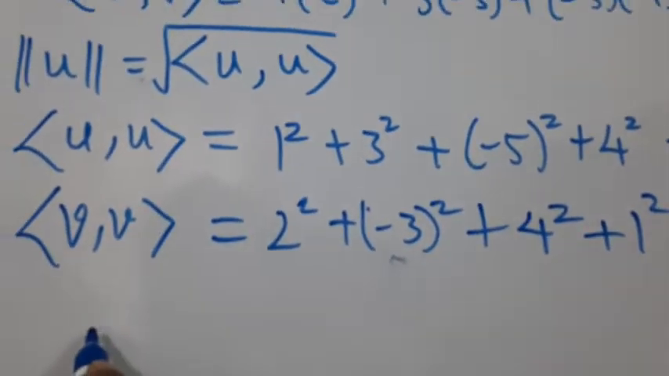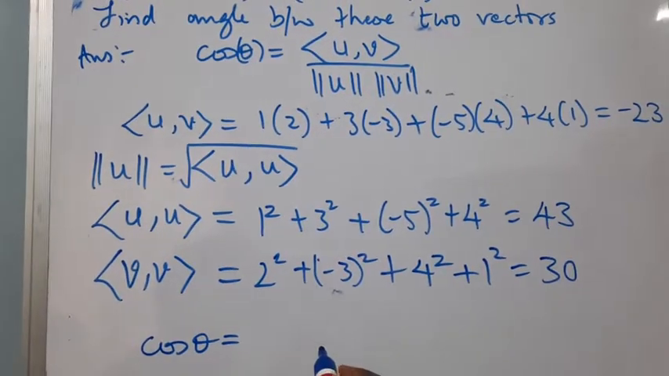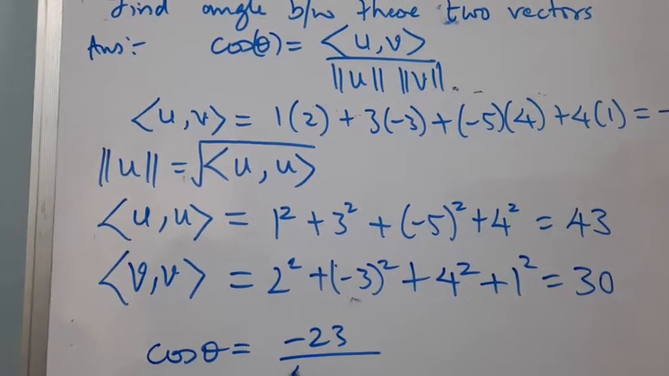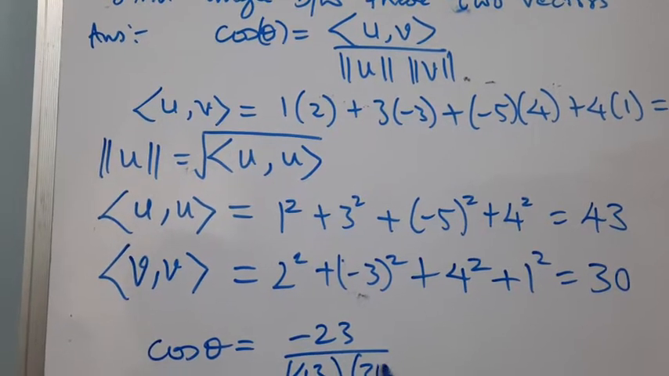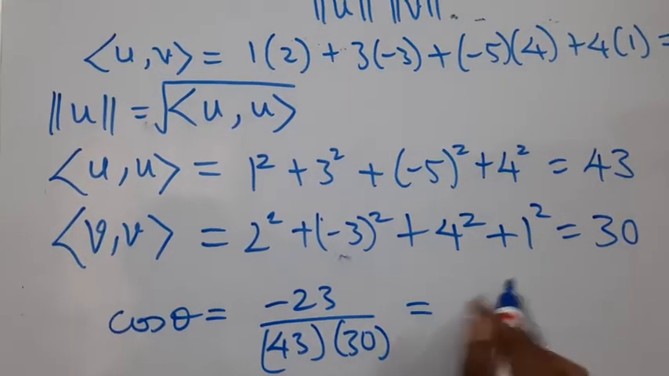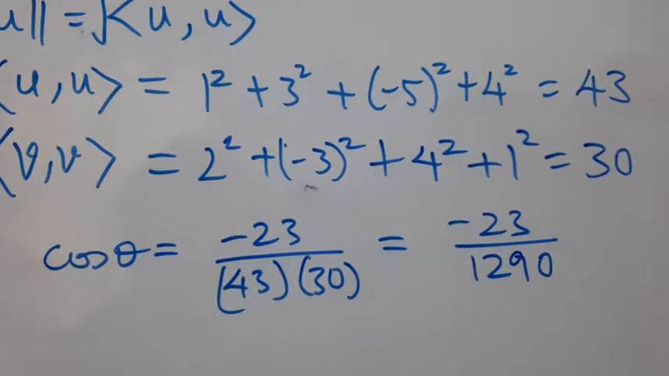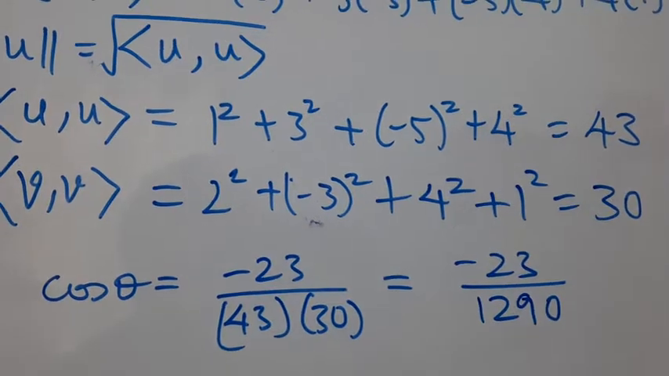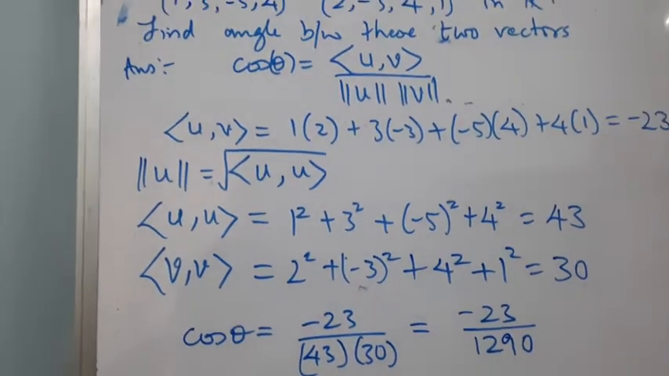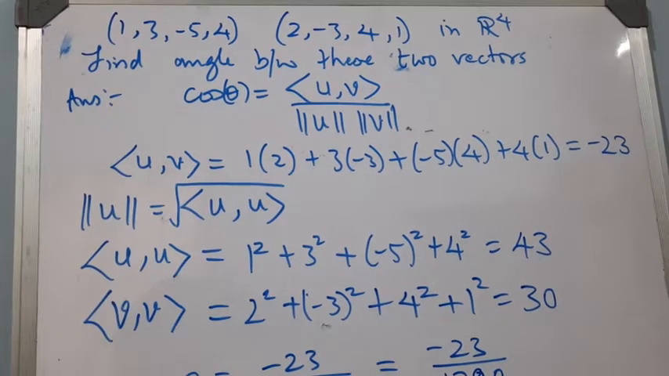So cos theta is equal to, substituting in the formula, minus 23 divided by 43 into 30. That is minus 23 divided by the square root of that, which gives us the angle between the two vectors, the vectors being quadruples in R4.